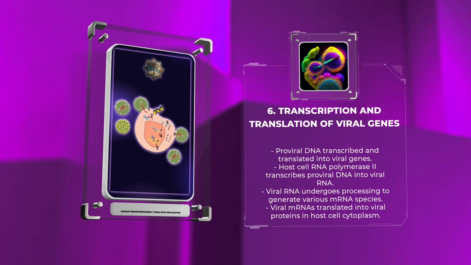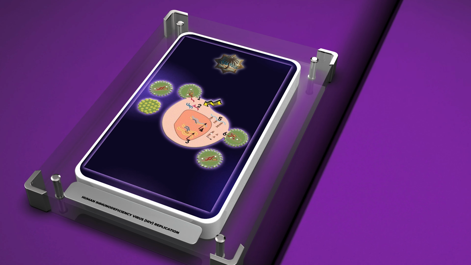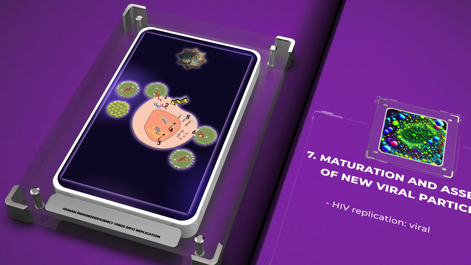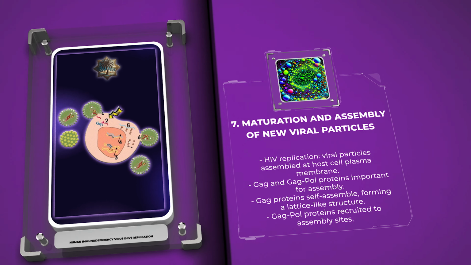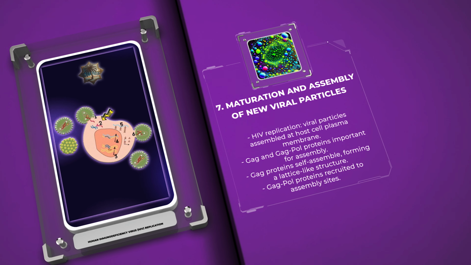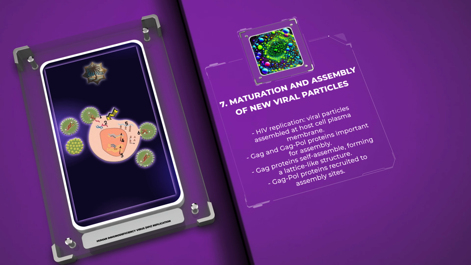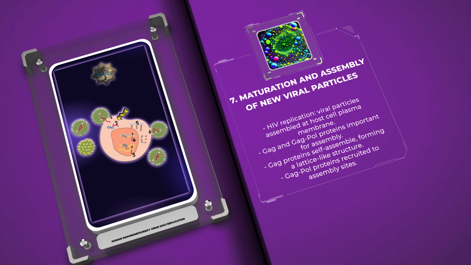of new viral particles. During HIV replication, new viral particles are assembled at the host cell plasma membrane. GAG and GAG-POL proteins are important for this process. GAG proteins self-assemble at specific sites on the inner leaflet of the plasma membrane, forming a lattice-like structure. GAG-POL proteins, which contain viral enzymes, are recruited to these assembly sites.